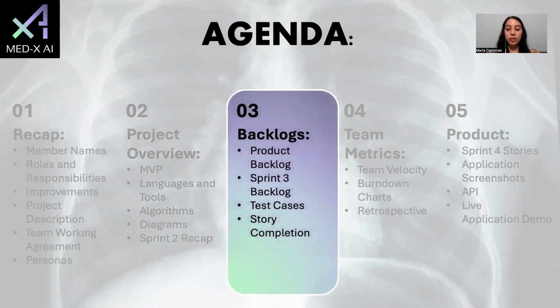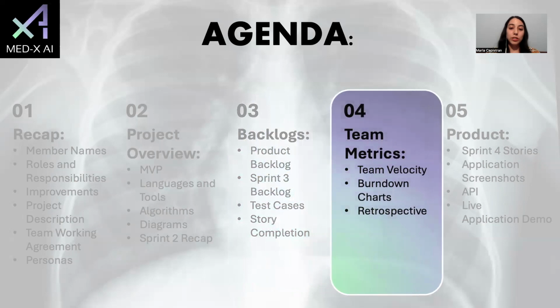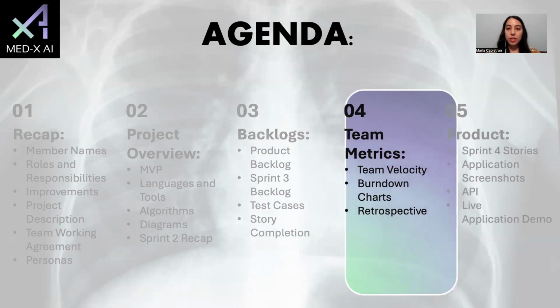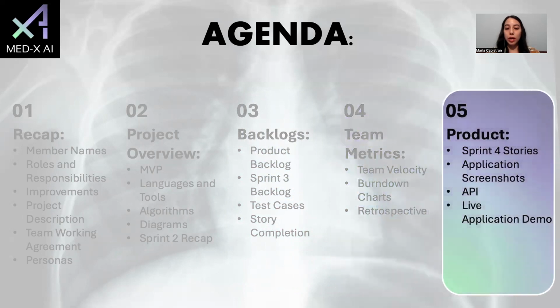Next, we will look at the backlogs, including product backlog, Sprint 3 backlog, test cases, story completion. Then we will move on to the team metrics, including team velocity, burn down charts, and the retrospective. And lastly, we'll showcase the improved product that we have been working tremendously on adding features. In this section, we will look at Sprint 4 stories, application screenshots, API, and the live application demo.